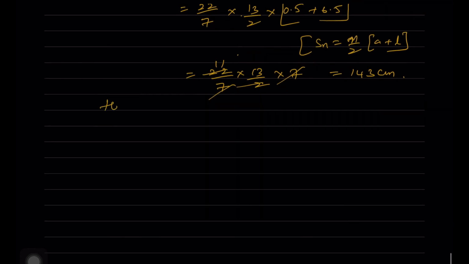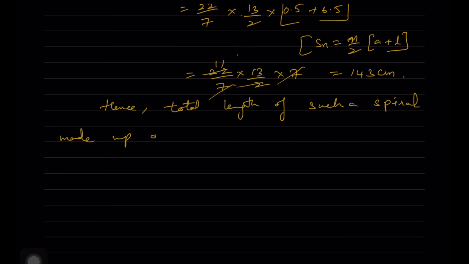Hence the total length of such a spiral made up of 13 consecutive semicircles is equal to 143 centimeters.